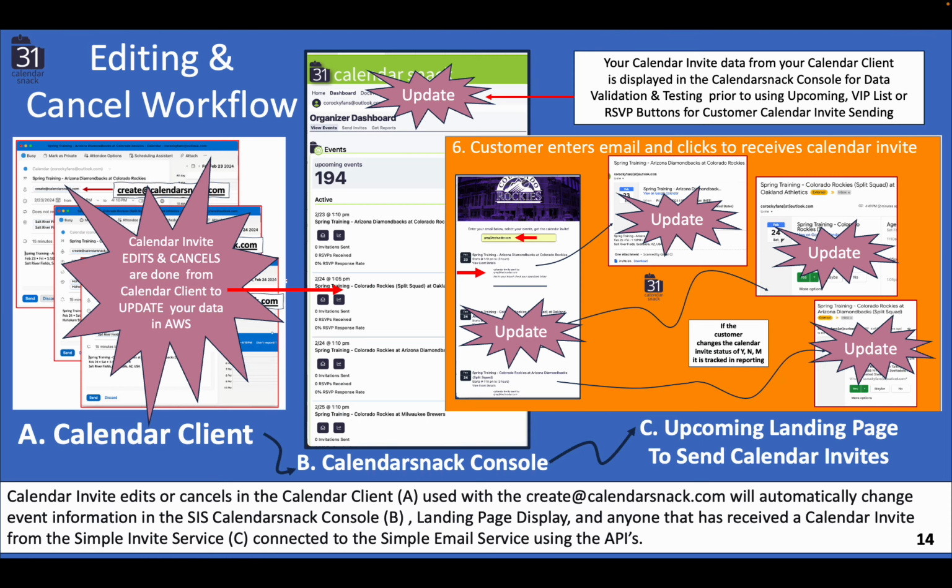So how auto updating works is, anything that I do in a calendar client registered with the UID in the dashboard of the calendar snack itself is auto updated anytime I make any changes downstream to the data on the dashboards themselves, the upcoming landing pages, and then anybody that has been sent the calendar invitation. So this process here is a whole bunch of AWS magic with the messaging system, and it works quite well.